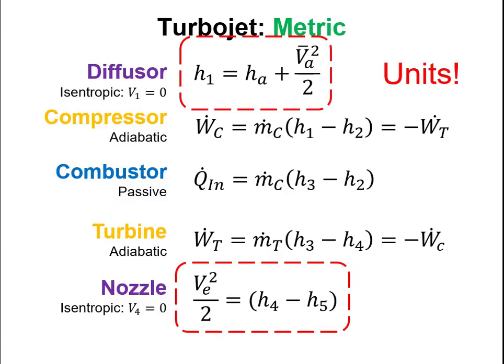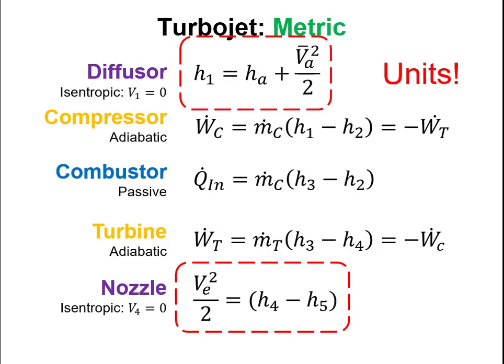So if we did the first law on all of our components here, we would get some equations that we're used to, like in the compressor, the combustor, and the turbine, but some that we don't usually see in thermodynamics because we're often neglecting the change in kinetic energy. When we look at the diffuser and the nozzle, we see that kinetic energy is important in these cases.